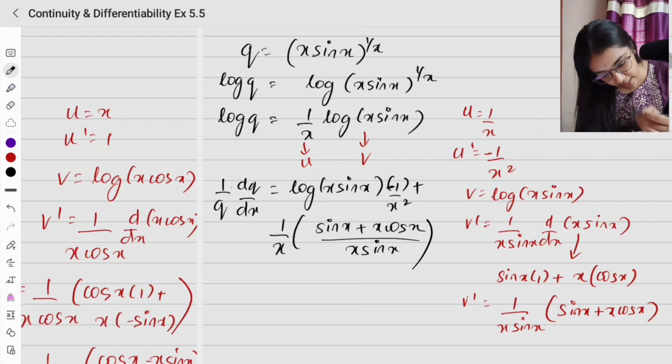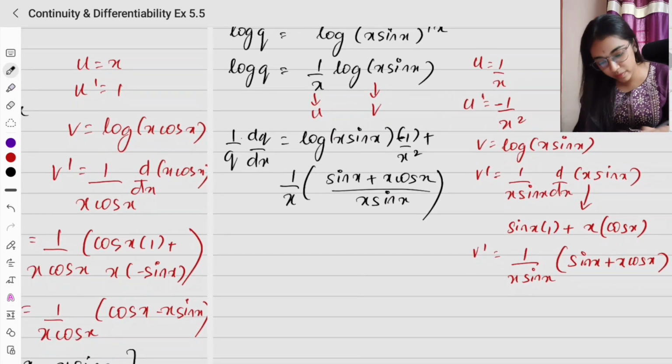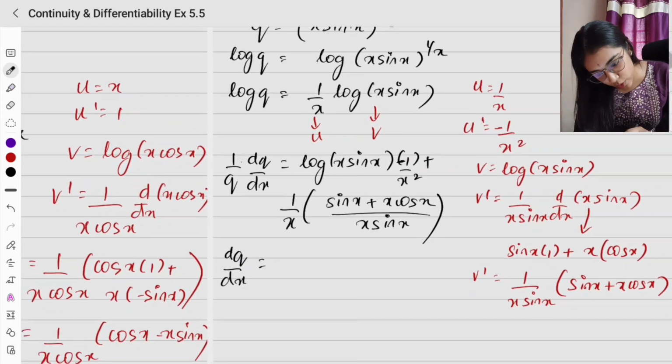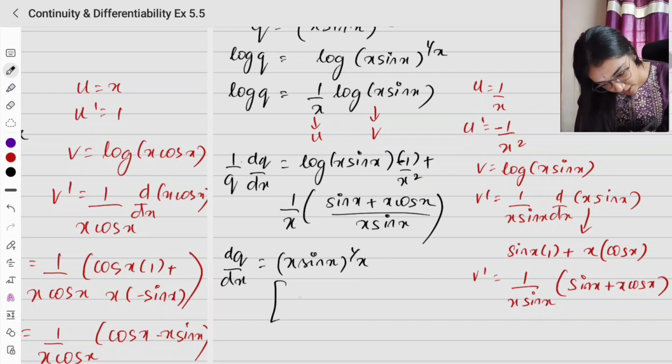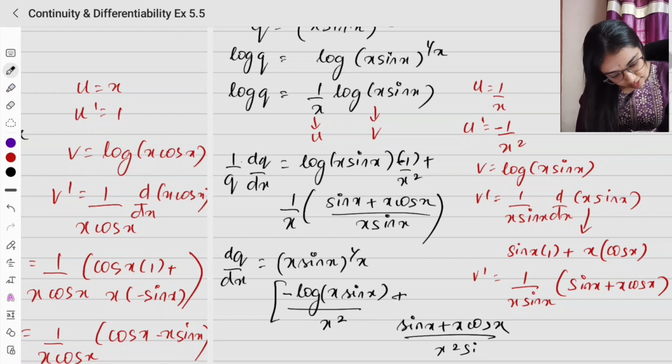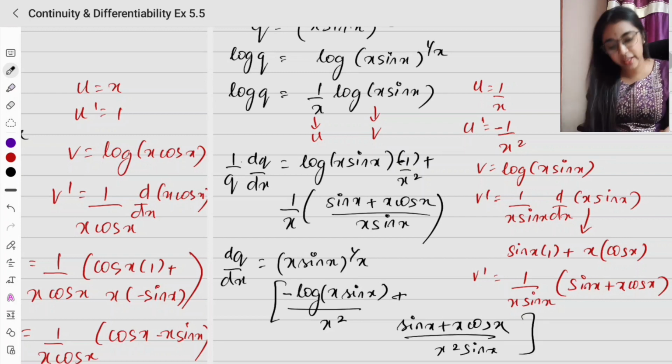Here nothing will cancel, because in one of the terms the power is 1 by x. Correct? Now dq divided by dx is going to be q, which is x sin x to the power 1 divided by x, times log of x sin x with a minus sign divided by x square, plus sin x plus x cos x divided by x square sin x. Okay, so this is my final answer. Please copy.